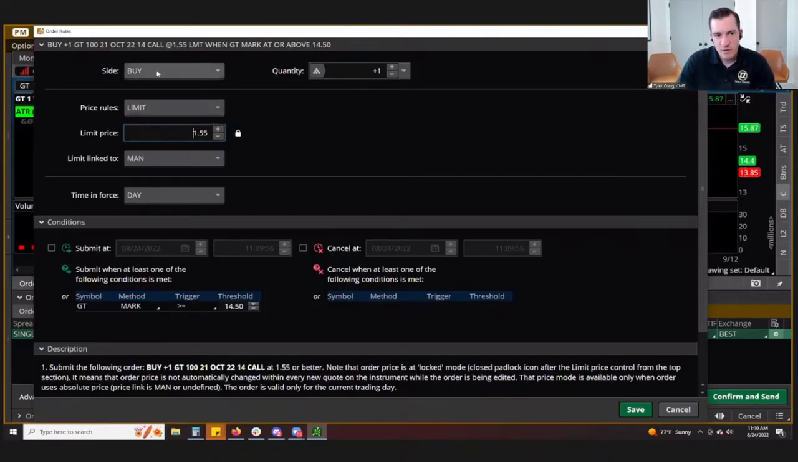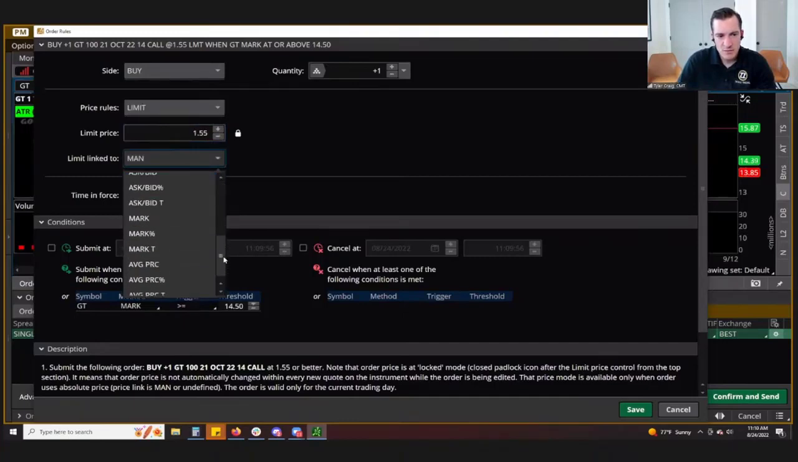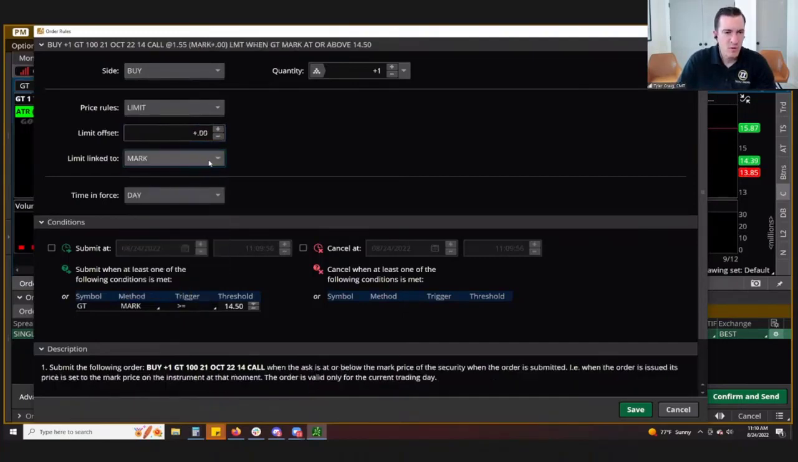So what I would prefer to do if you're intent on using a limit order is just link it to the mark value, which is the midpoint. And so when the stock breaks yesterday's high, it'll route a limit order and it'll look at the bid-ask spread at that time. And if the bid is $1.50 and the ask is $1.60, it'll route a limit order at $1.55. That's the mark value. That's the midpoint. Okay. So you could do that.